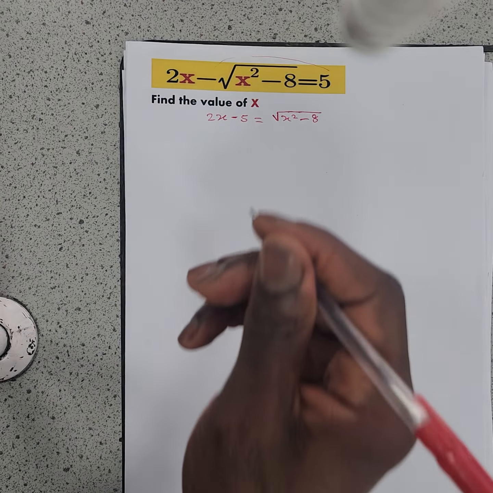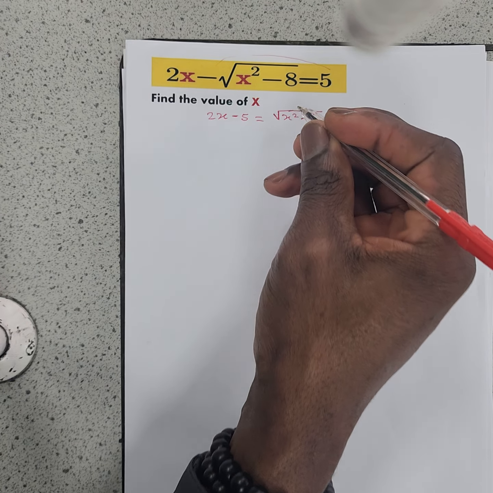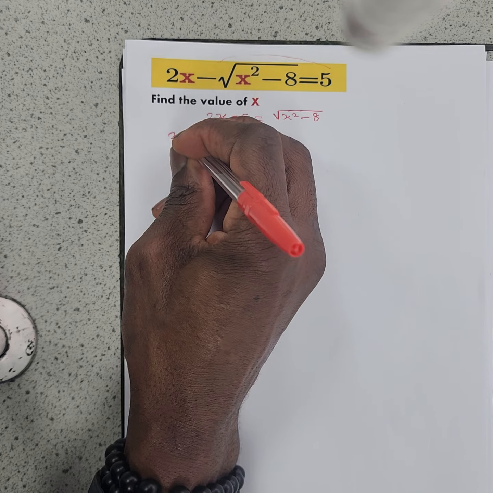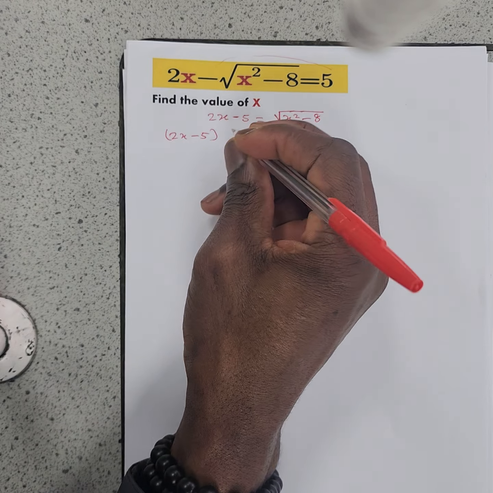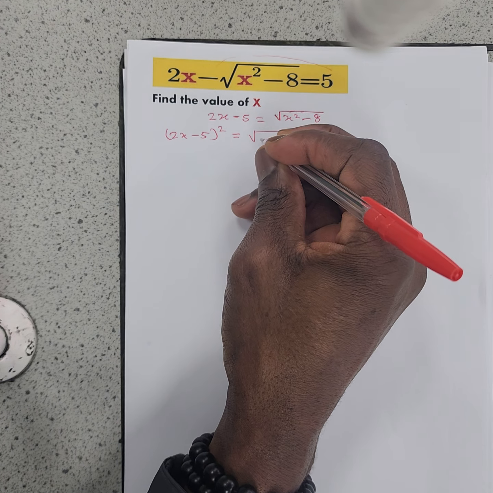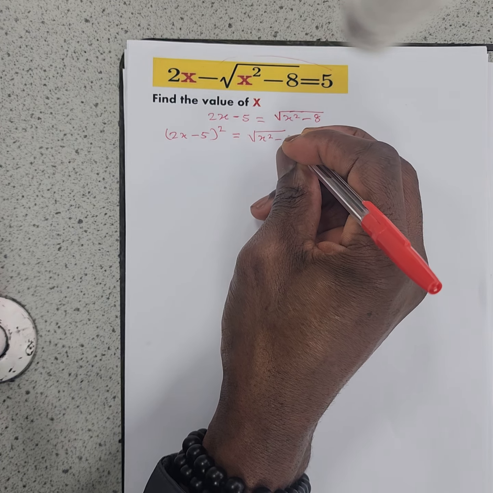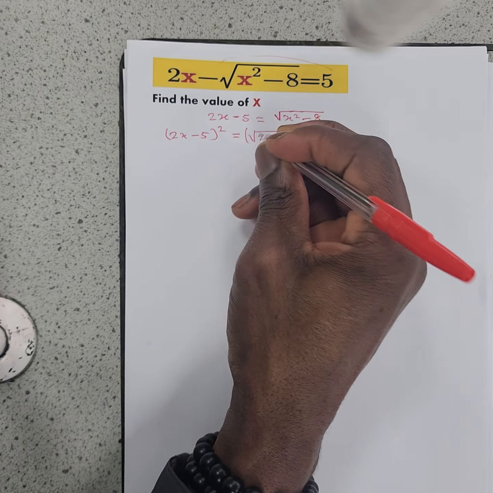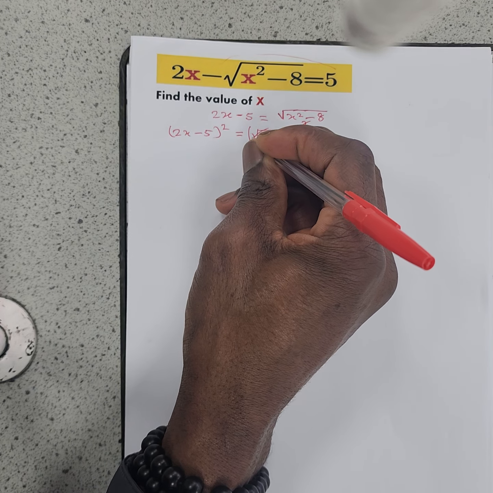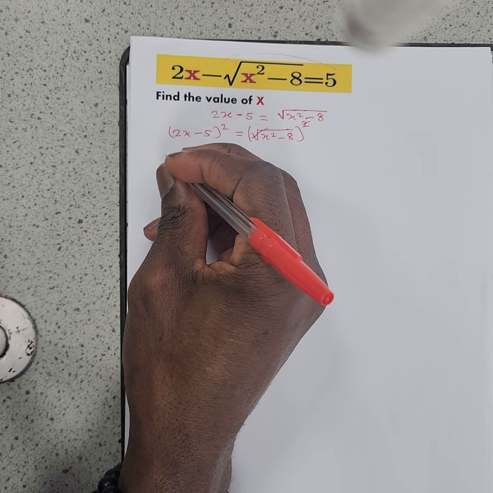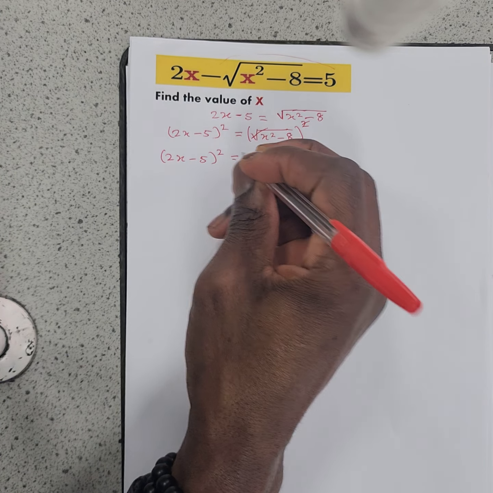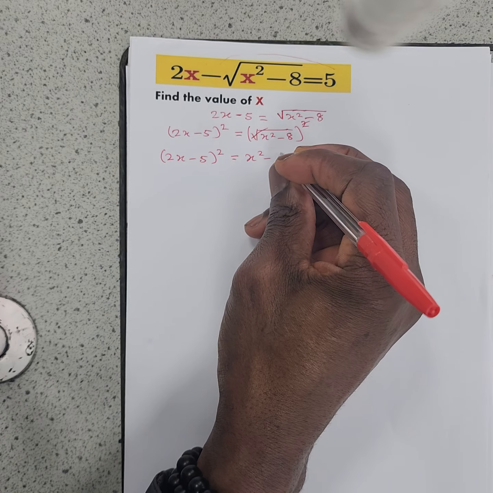Once you've done this, you must find a way to remove the square root. And that means we have to square both sides. Therefore, we say 2x minus 5 squared equals to square root x squared minus 8 all squared. This square we cancel with the square root, so that is gone, leaving us with 2x minus 5 squared equals to x squared minus 8.